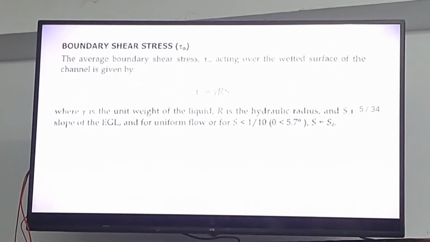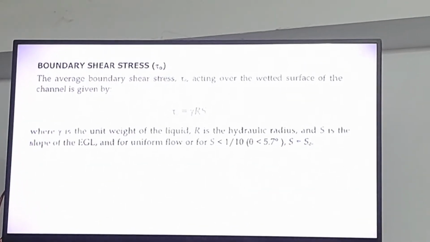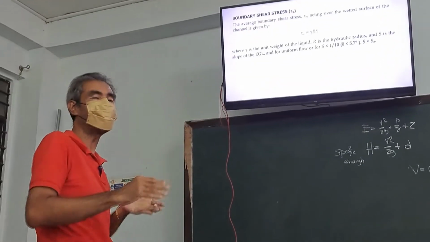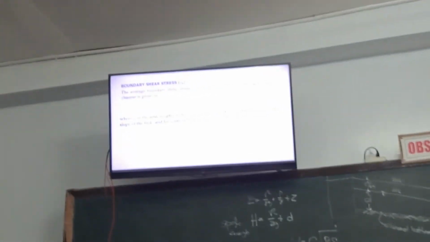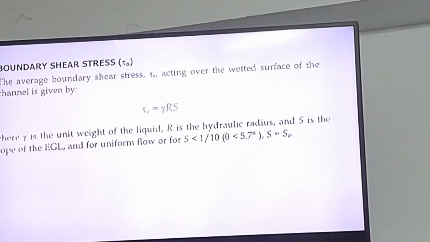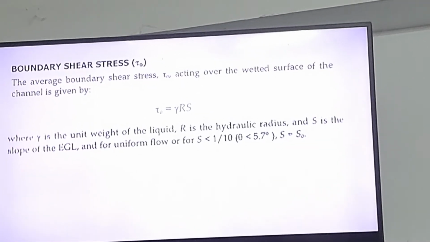Boundary shear stress. Similar to pipe flow, in our channel there is shear stress, which is denoted by tau equals unit weight of water times RS. Unit weight of water times RS. Tau is in pascals.